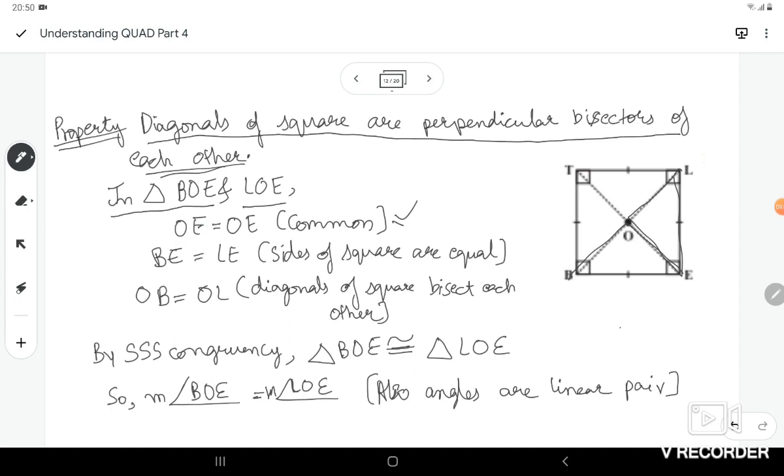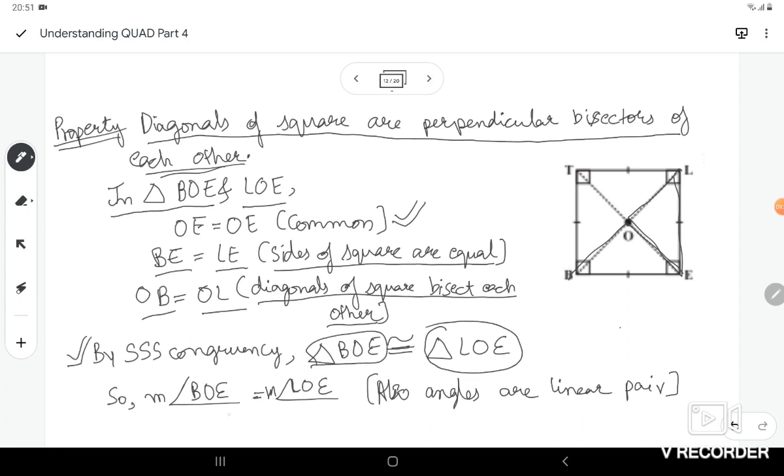So OE is equal to OE. This is common, and BE is equal to LE, as sides of a square are equal length, and OB is equal to OL, as diagonals of a square bisect each other. So by the SSS congruency, we can clearly see that triangle BOE is congruent to triangle LOE.